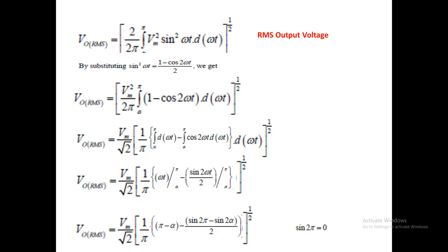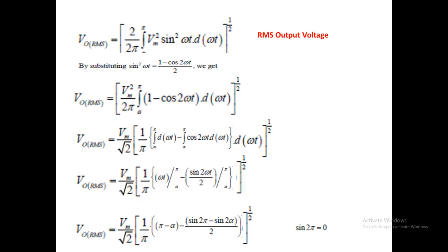The next thing will be the 2 pi divided, so the 2 gets cancelled, Vm square by, sorry, 1 minus cos 2 omega t by 2. Vm square we have taken outside, and the 2 is also a constant, we can take it outside, and pi is already there, so the constant term is Vm square by 2 pi, and we have to integrate 1 minus cos 2 omega t with respect to omega t.